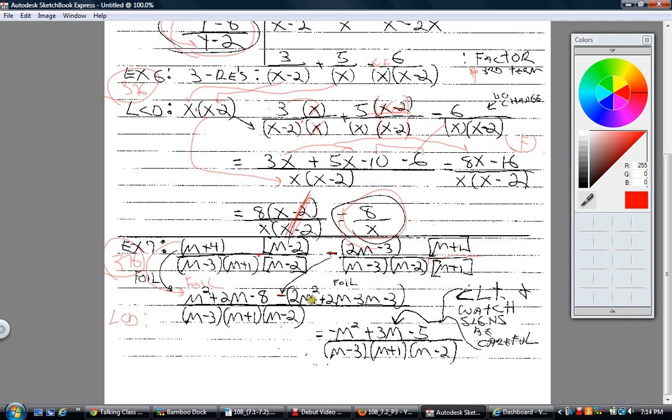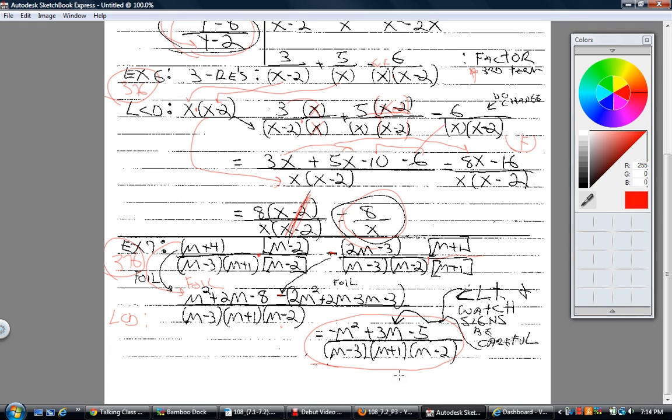Okay, up in the numerator I'm going to combine like terms. M squared minus 2m squared is minus m squared. 2m minus 2m cancels out. Watch that minus sign. You're left with a plus 3m here, and combining the constants you get a negative 5, all divided by the LCD. Okay, now you leave it here because if you try to factor the top, you cannot factor it, so therefore you leave it in that form.